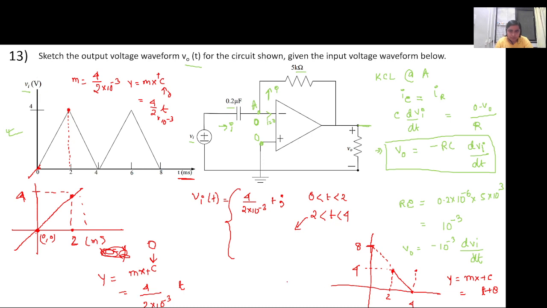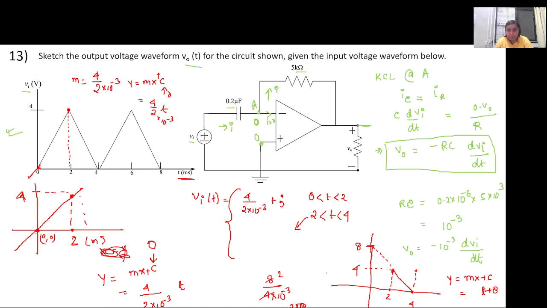8 by 4. Okay, yeah, 8 by 4. Fine. So it will be 8 by 4 into 10 to the power minus 3 because this is millisecond. Right? So this is 2 by 10 to the power minus 3, or 2000.